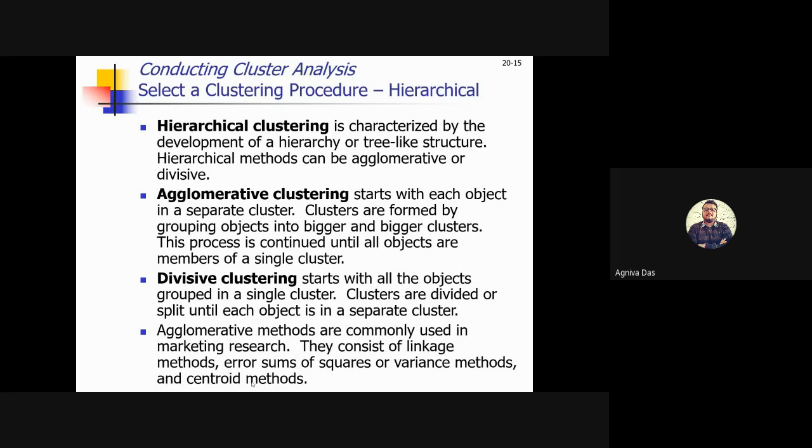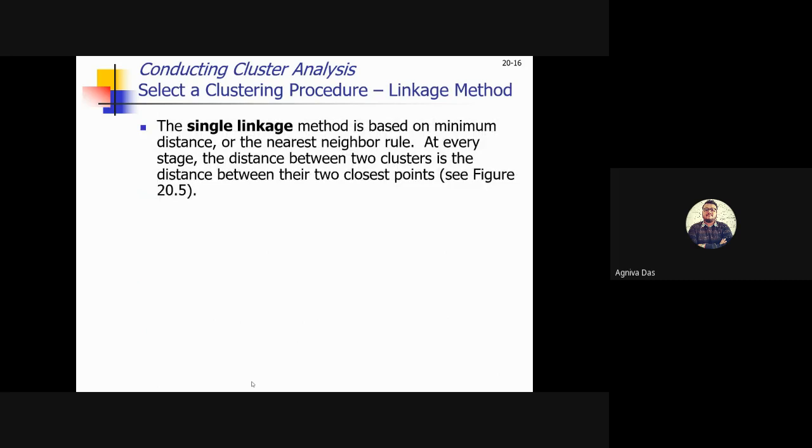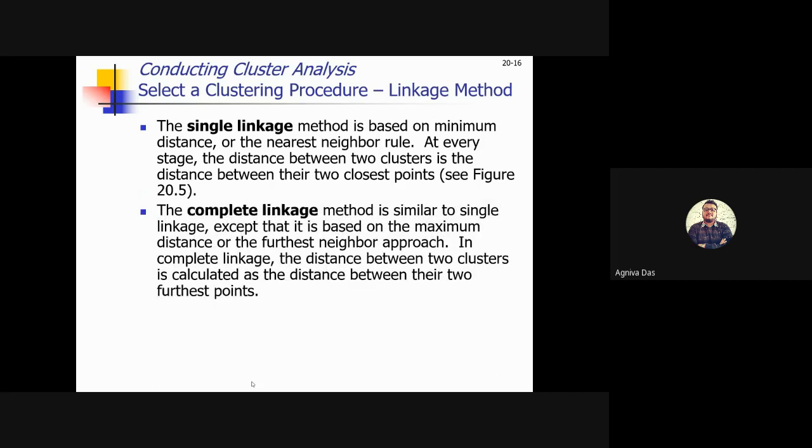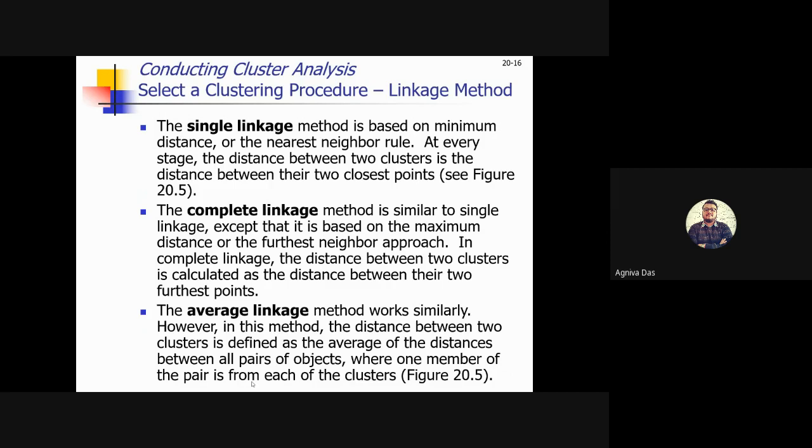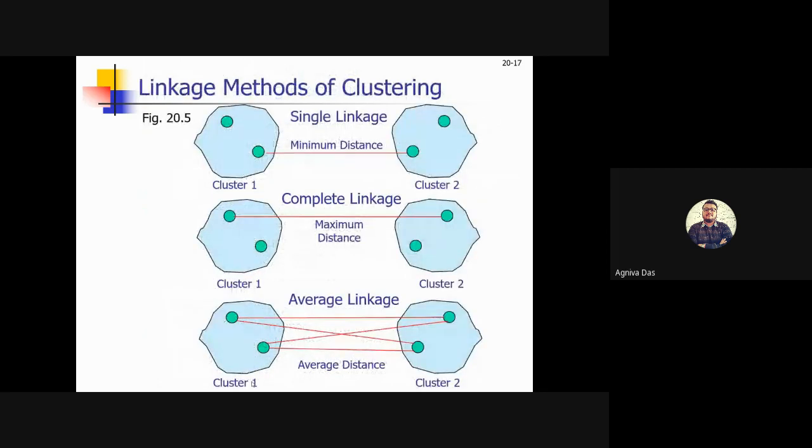Now, agglomerative methods are very commonly used in marketing research. They consist of linkage methods, error sums of squares, and variance methods, right? And even centroid methods. Now, for the linkage method, again, as I said, single linkage is the nearest neighbor rule, complete linkage is the maximum, that is the furthest neighbor approach. Average linkage is basically the distance between centroids. Okay. So this is how it looks.